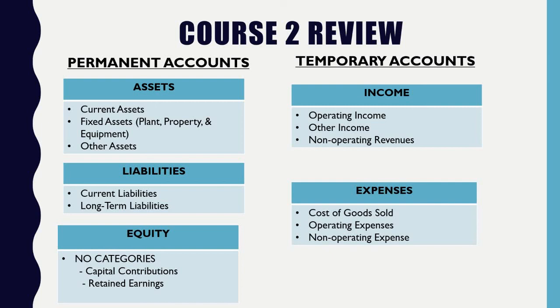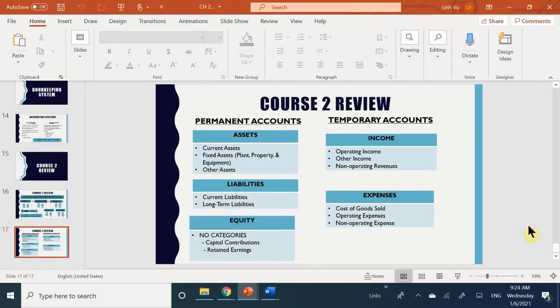However, things that you do normally see under equity are your capital contributions and your owner's withdrawal. And then again, for your revenues and your expenses, pretty straightforward. You have operating and non-operating, and then depending on what it is, income has other, while expenses has cost of goods sold. Okay? Any questions in regards to chapter 2?